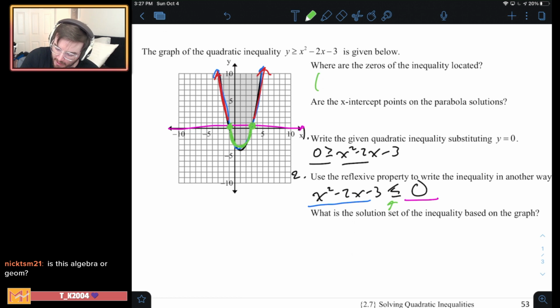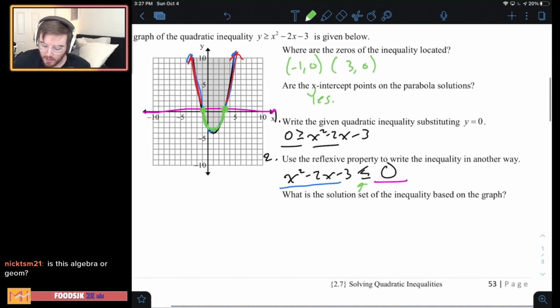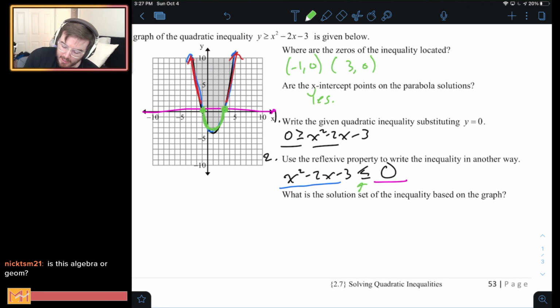So the zeros are at -1, 0 and 3, 0. Yes, they are. So our solution set can be represented by, we're including -1. So we're saying -1 all the way down and around up to 3. Boom.